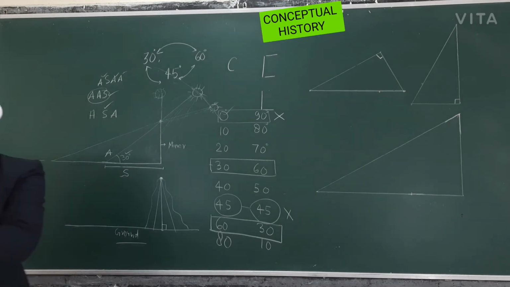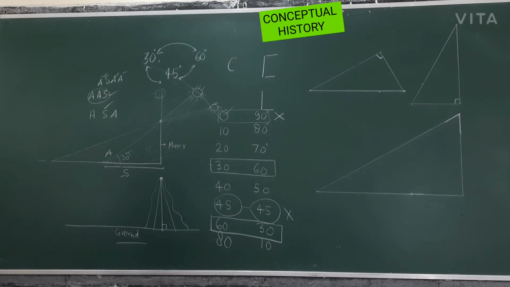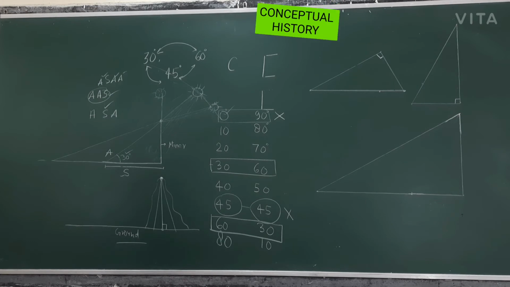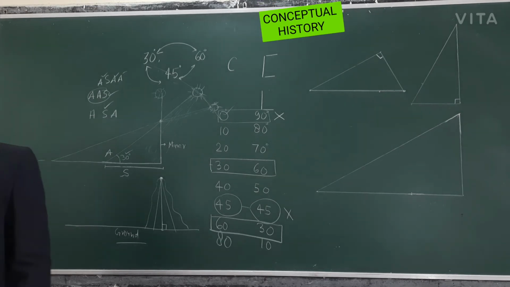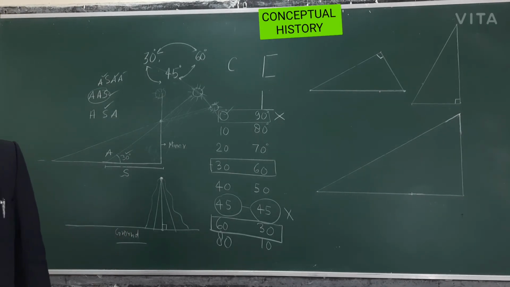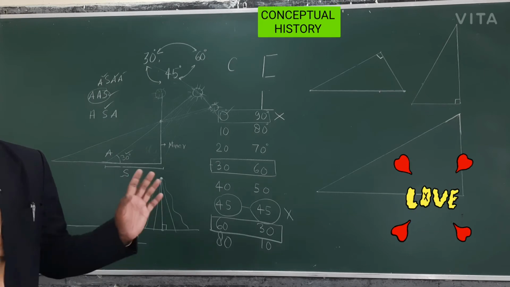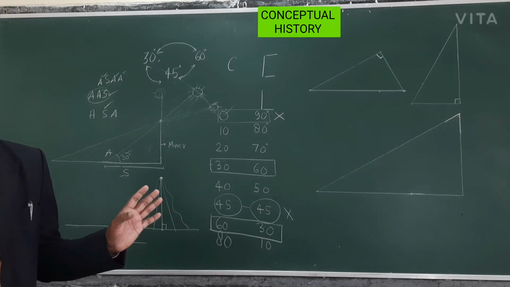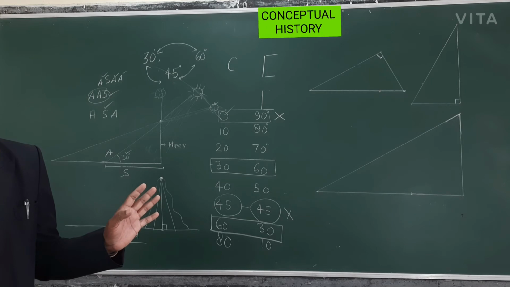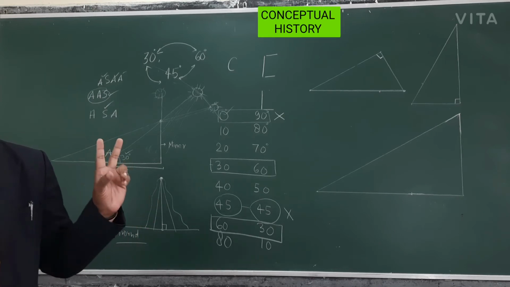Just like in your question, page number 198, example number 1. So here is a tower. From the foot of the tower 15 meter, look at figure 9.4, foot of the tower, the distance is 15 meter, the angle is 60 degree, only two things.